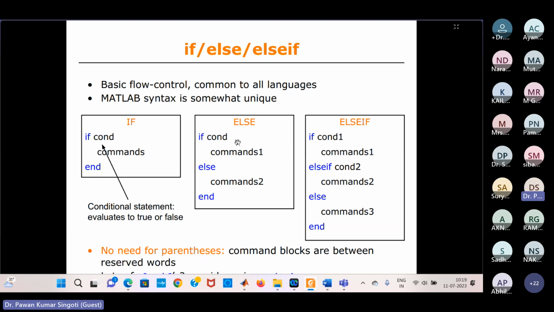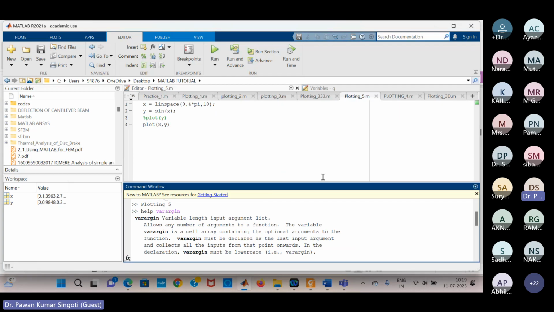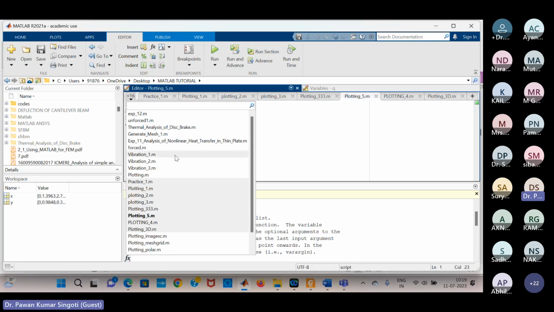Else loop means you want to change your first command and validate with a second one. So two commands can be used at one time: first the condition, then command one, and command two. In case of the if else loop, condition one and condition two will be there, and more than two commands will be possible. No comma blocks are reserved between these words, and no parenthesis is required. So I'm showing all these three in one code.